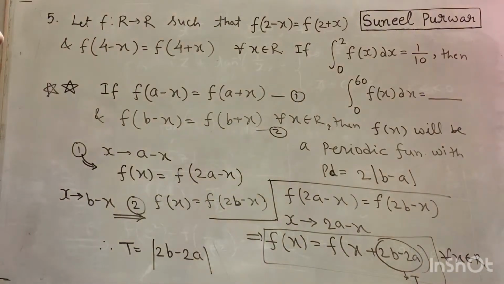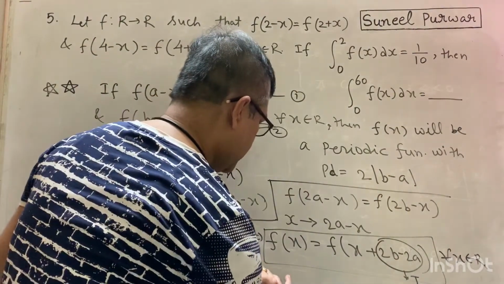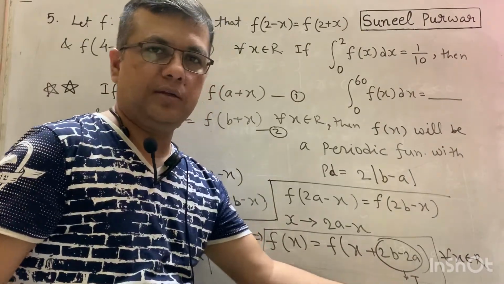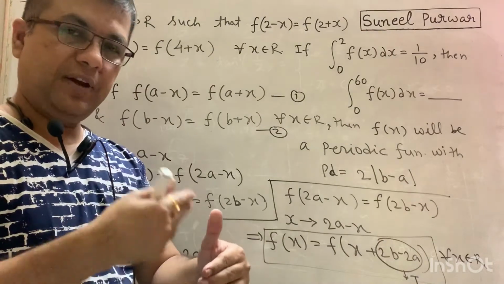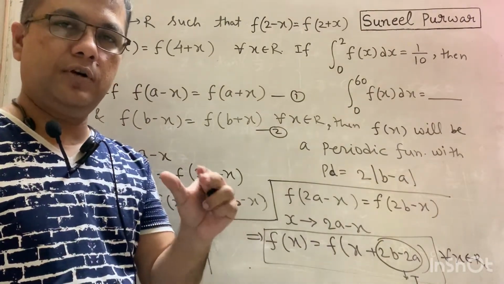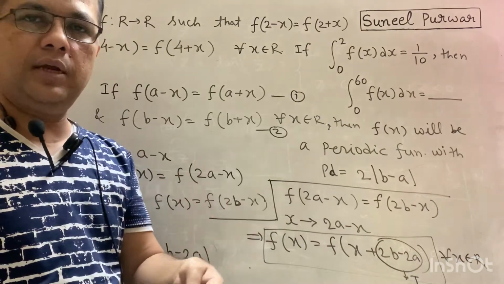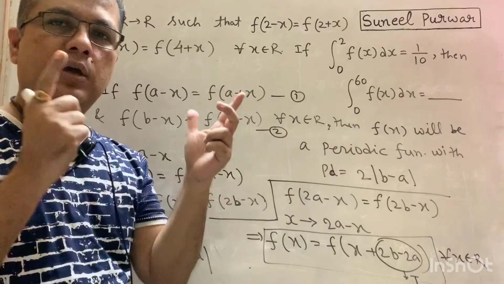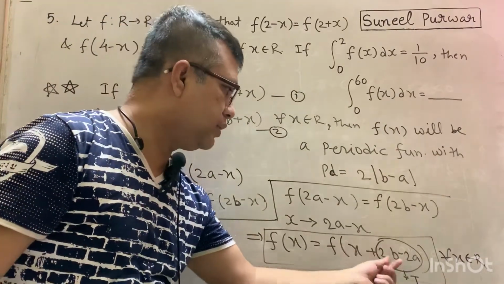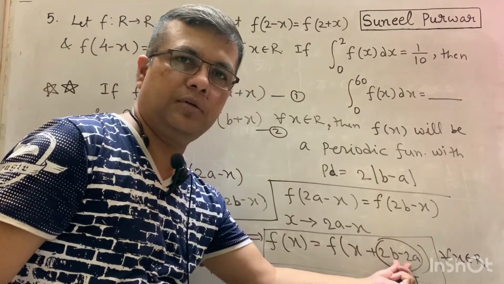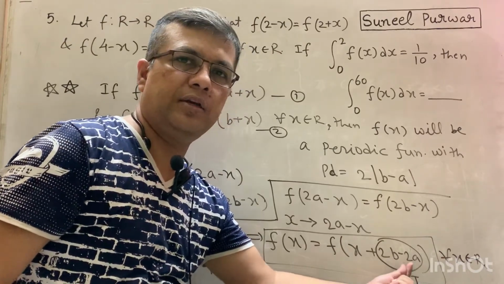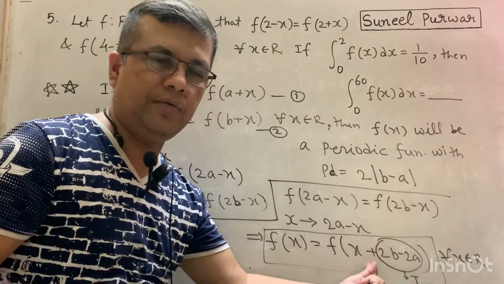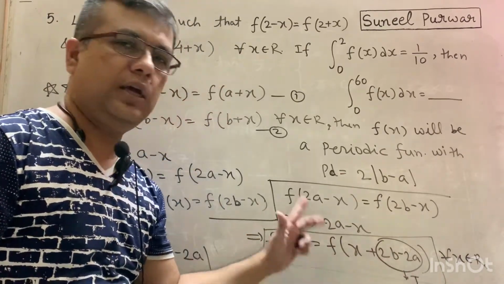Because from the periodicity definition, you know whether it is f of x plus t or f of x minus t. If f of x is a function periodic with period t, then f of x plus t or f of x minus t, they both will be equal to f of x. So we don't know whether this number is positive or negative. If this is positive, straight away t is equal to 2b minus 2a. And if this is negative, we will say minus of this number is the period, comparing with f of x minus t is equal to f of x.